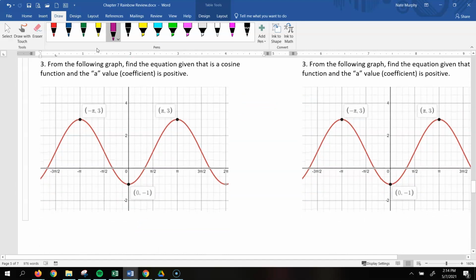All right, let's look at number 3. It says, from the following graph, find the equation given that it is a cosine function and the a value is positive. Okay, so it's not being flipped over the x-axis. There's no flipping here.